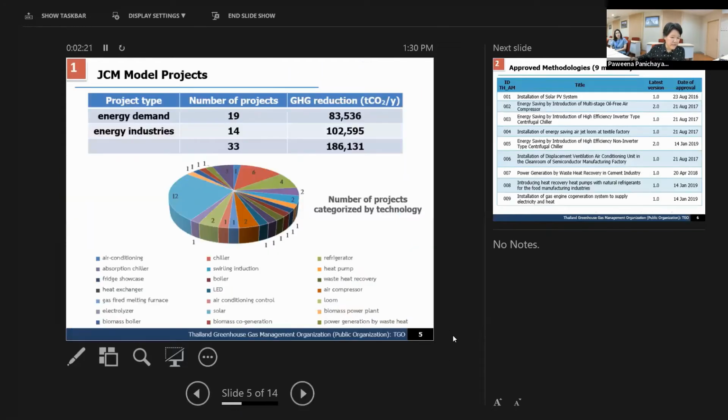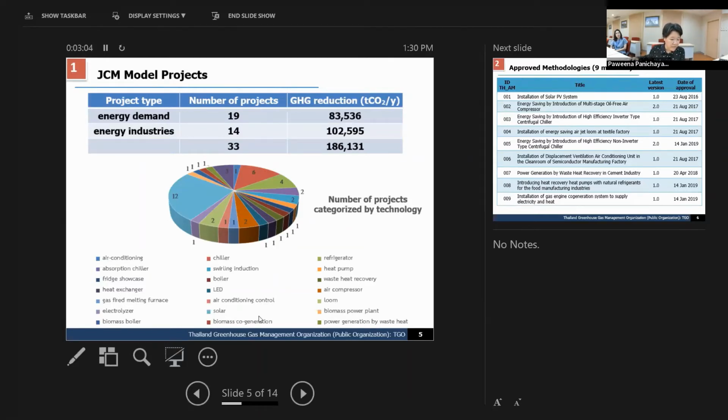Firstly, for the GSM model projects, we have 33 projects, which we can categorize into two main project types. The first project type is energy demand or energy efficiency, with many kinds of project activities like installing air conditioning, chiller, refrigerator, absorption chiller, ventilation system, heat pump, fridge showcase, boiler, waste heat recovery, heat exchanger, LED lighting, air compressor, and gas-fired melting furnace. We also have special projects like the air jet room or electrolyzer.